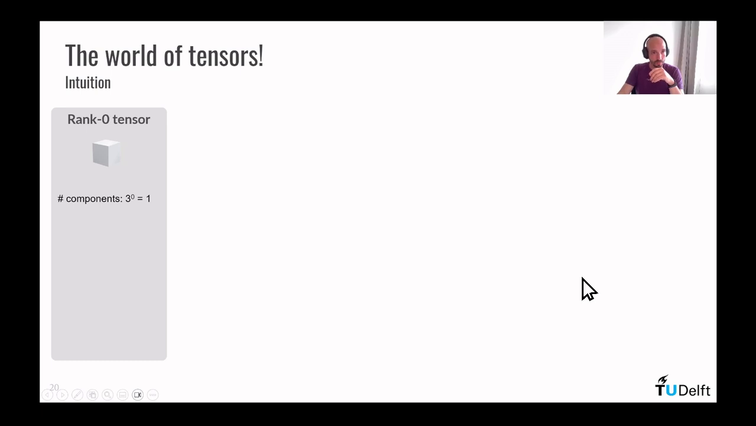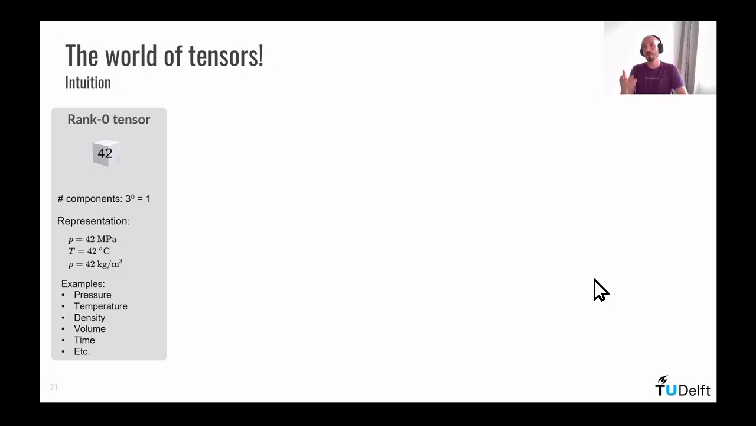So every time we have a tensor of some rank, we will have 3 to the power rank. Okay, this is the number of components. So a rank 0 tensor has only one component, and this component is not associated to any direction. Okay, so this could be, for example, 42. 42 is a rank 0 tensor. In other words, usually we call rank 0 tensors a scalar. That's usually how we refer to a rank 0 tensor.